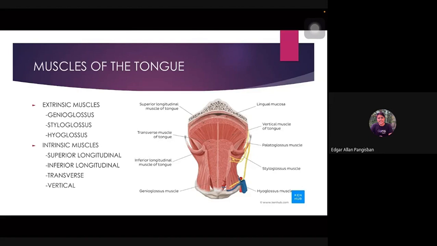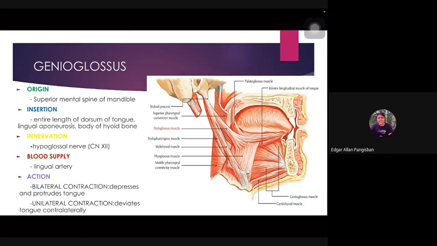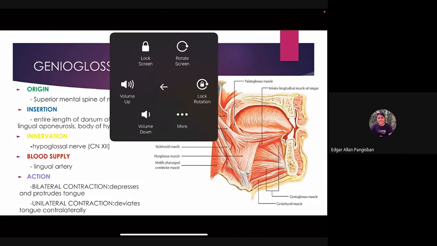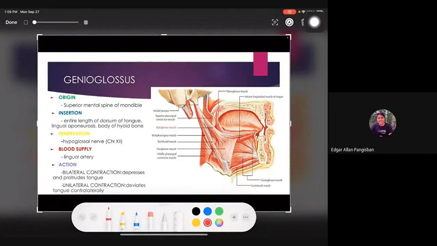Okay, for the extrinsic muscles, we have your genioglossus, styloglossus, and your hyoglossus. As for the intrinsic muscles, you have your superior longitudinal, inferior longitudinal, transverse, and your vertical muscle. Okay, we're going to tackle this one by one. Okay, let's start with your genioglossus. So let's start first with your genioglossus.